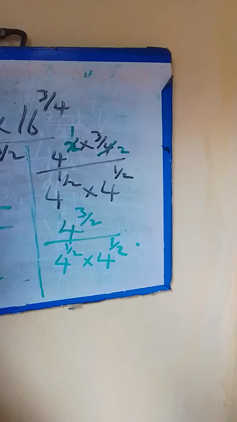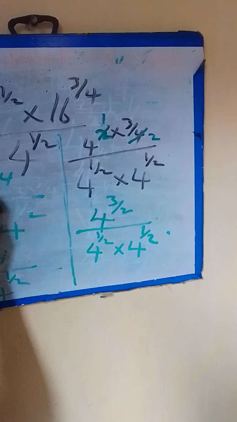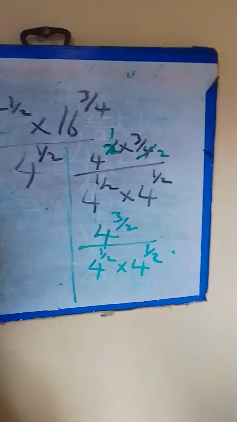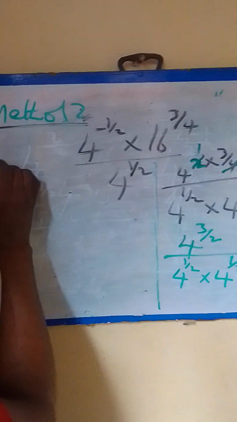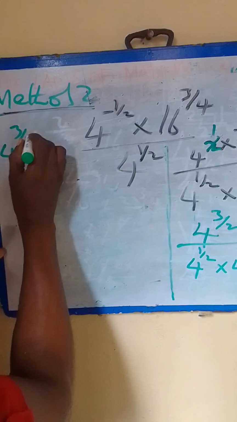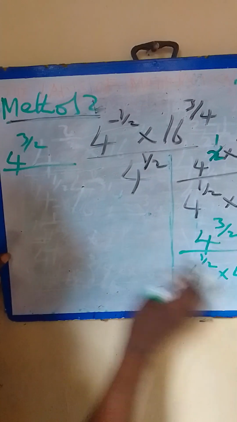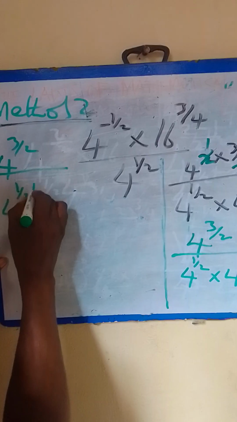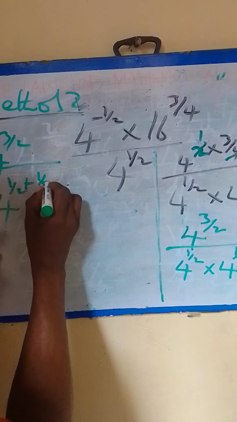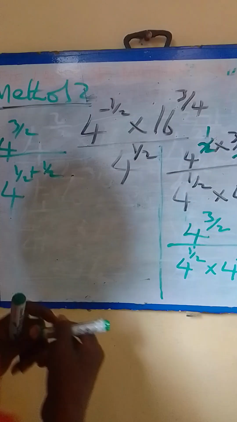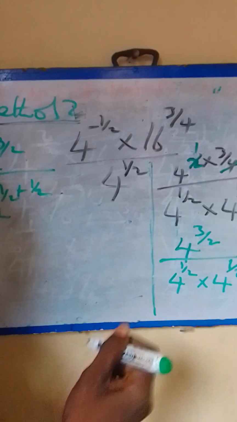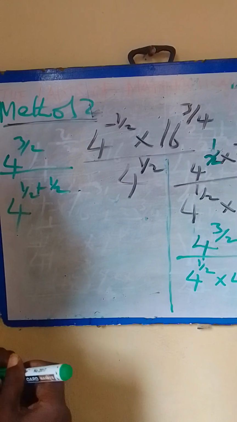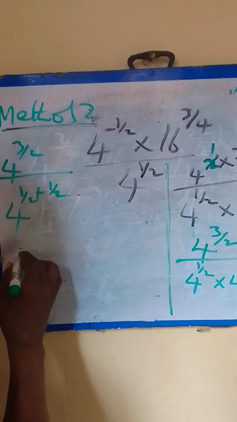So in this case, we are going to apply the product rule at the denominator. So you are going to be having 4 raised to power 3 all over 2 divided by, since we have the same base, we add the powers plus this. And when you are adding or subtracting fractions, you take the LCM, and we are told that the LCM is determined by the denominators, and the denominator here is 2 and 2. So automatically the 2 becomes the LCM.